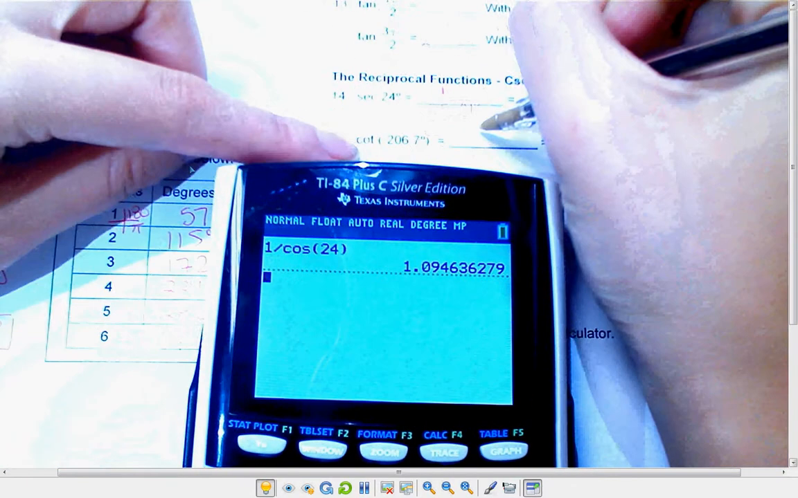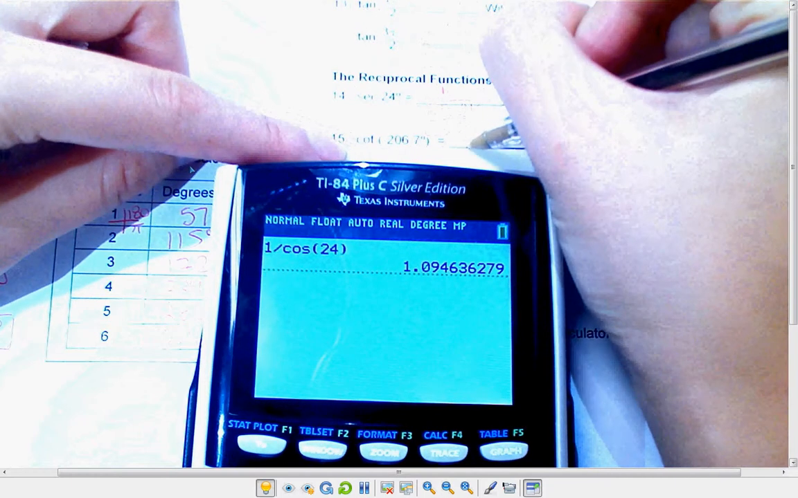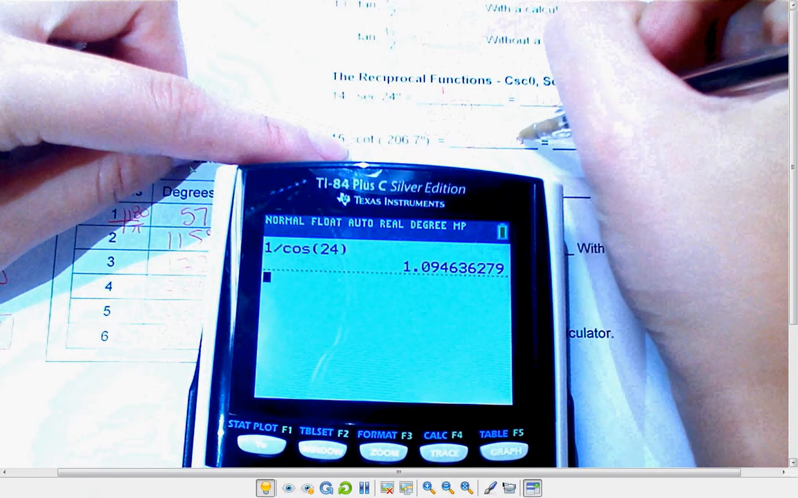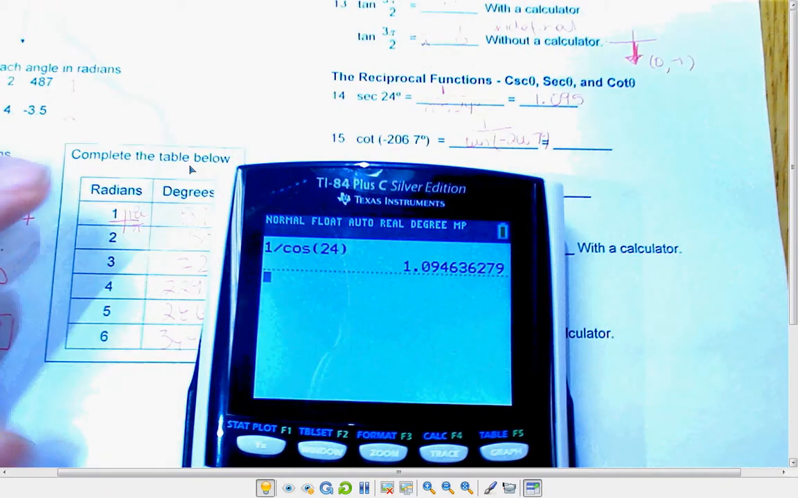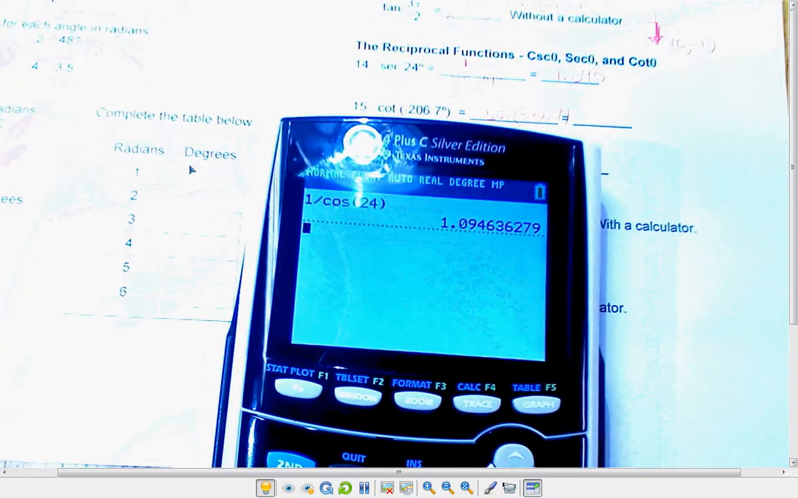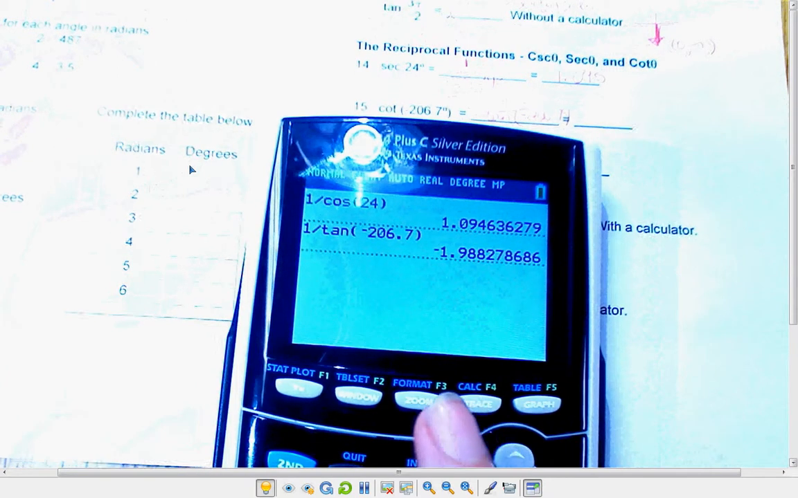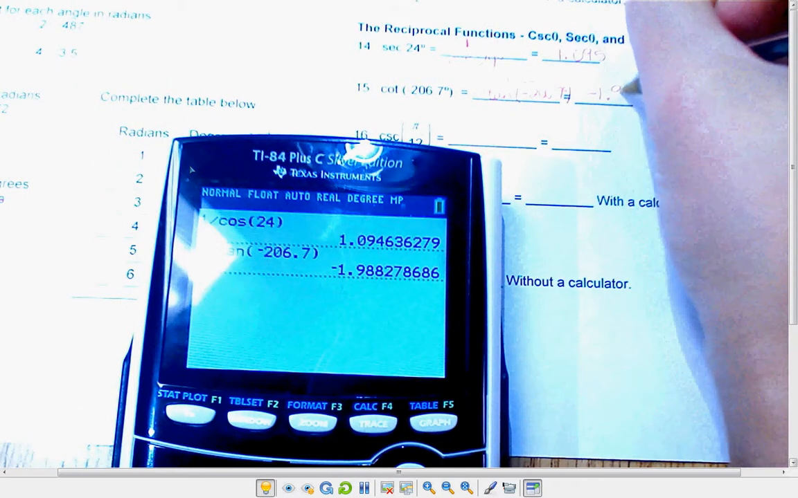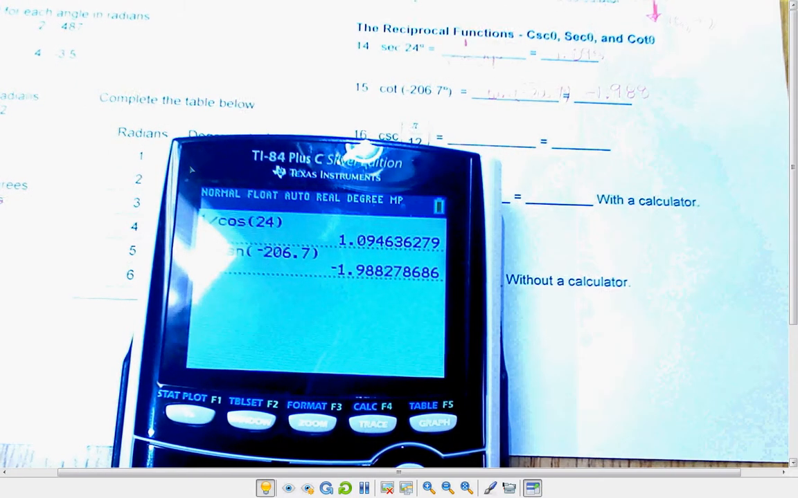Cotangent is the reciprocal of tangent. So I'm going to do 1 over tangent of -206.7 degrees. I'm already in degree mode, so I'm typing in 1 divided by tangent, -206.7, and that gives me -1.988.